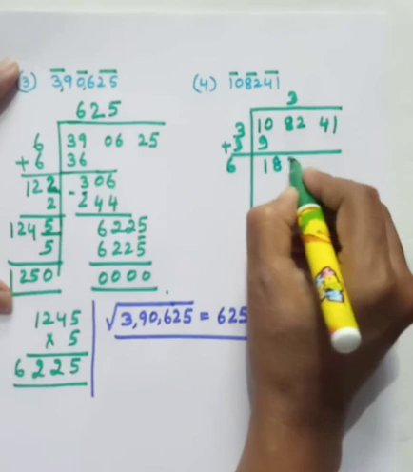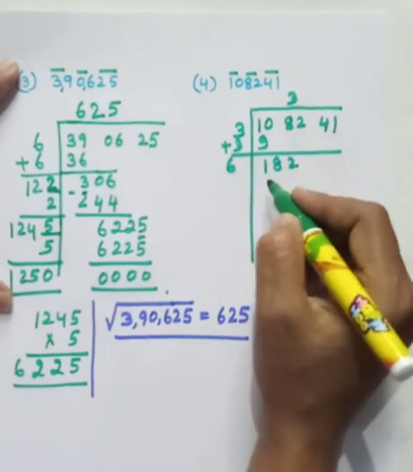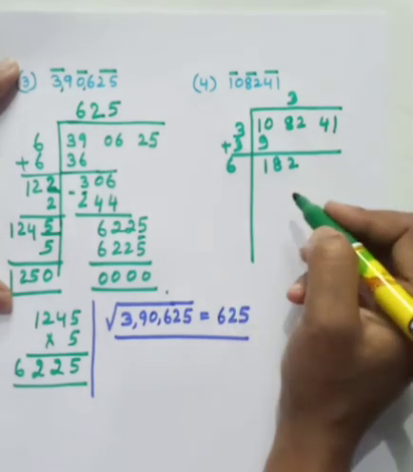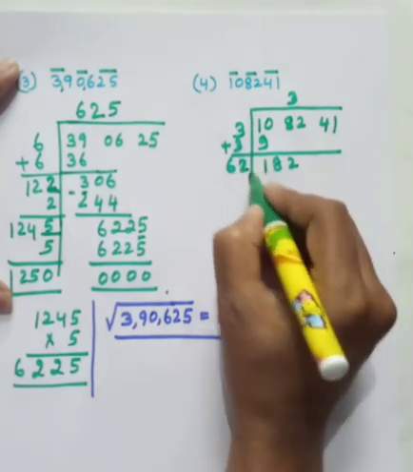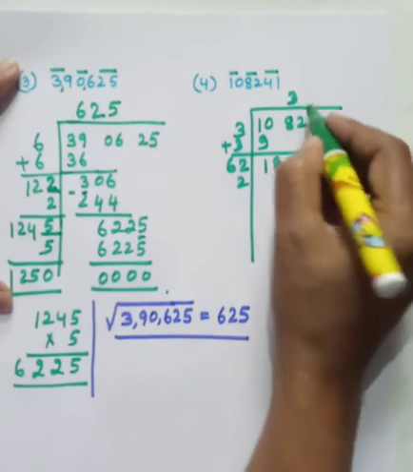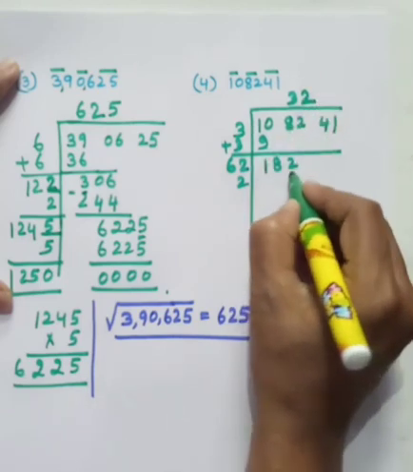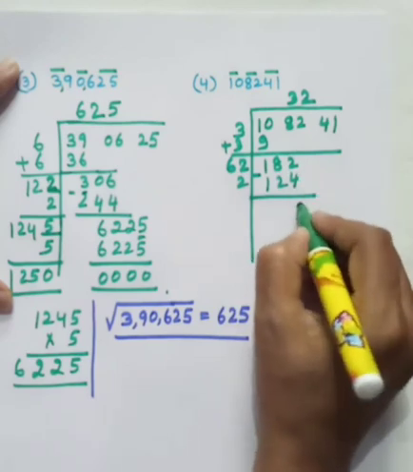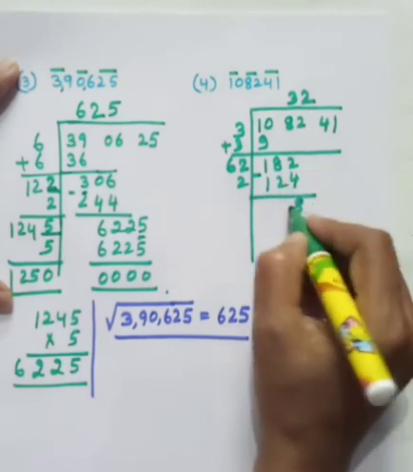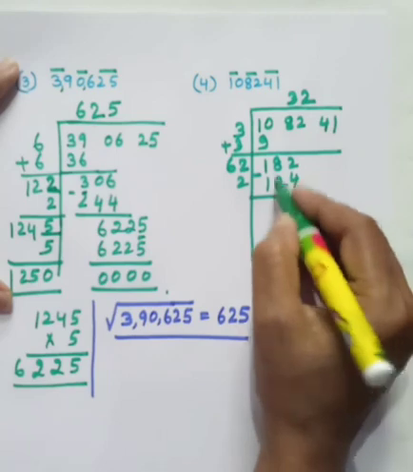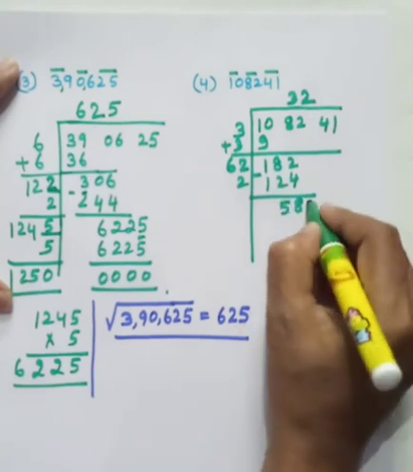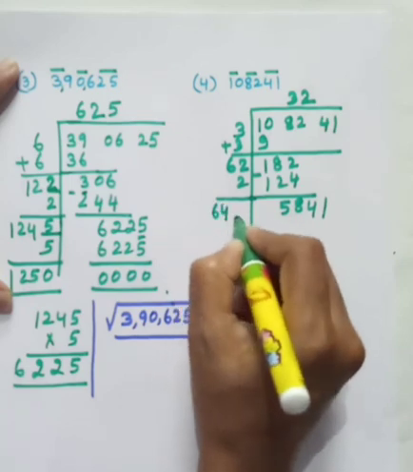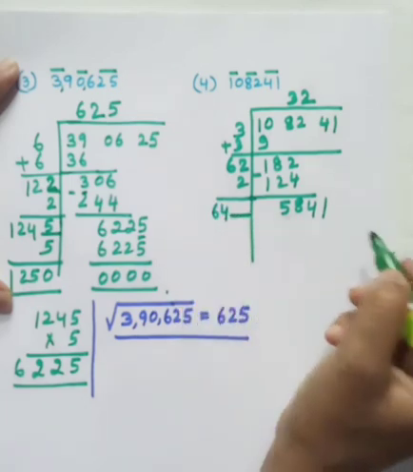Bring down 82. See, 62 2s are, or 63 3s are. 63 3s are, you'll get 189. So we'll go for 62 2s are. So 2 2s are 4, 2 6s are 12. So 12 minus 4 is 8. 7 minus 2 is 5. And 1 minus 1 is 0. We'll come down with 41. And here we'll have 64 with one place vacant.